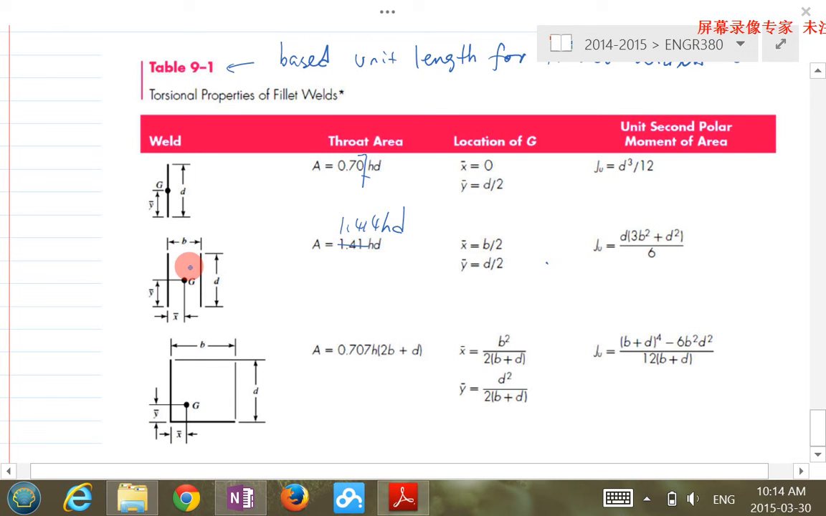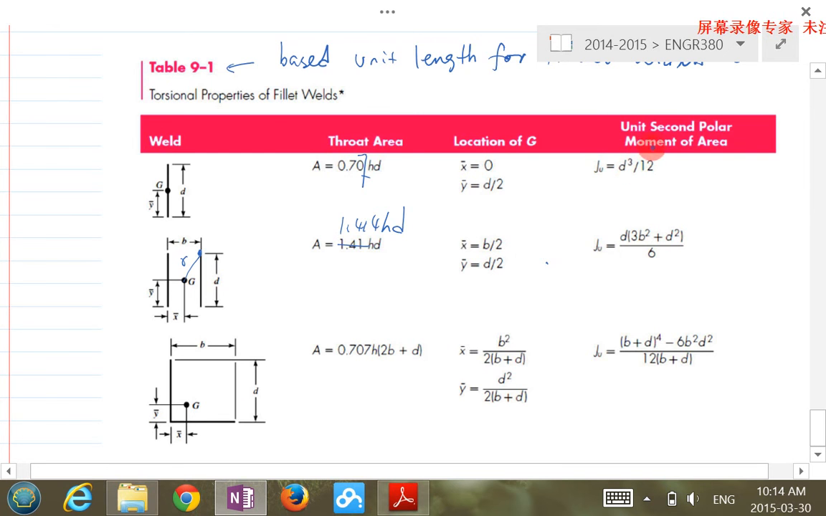So, for example, if this is a weld group here, if we're going to calculate the tau double prime, apparently this is the location that's of particular interest to us, right? So then what's the r now? The r is basically what? The square root of x bar square plus y bar square, right? So instead of figuring it out yourself, you can use the information from the table.